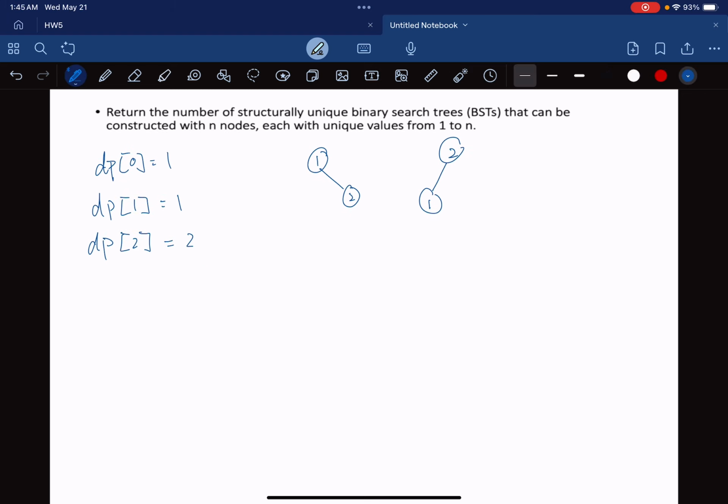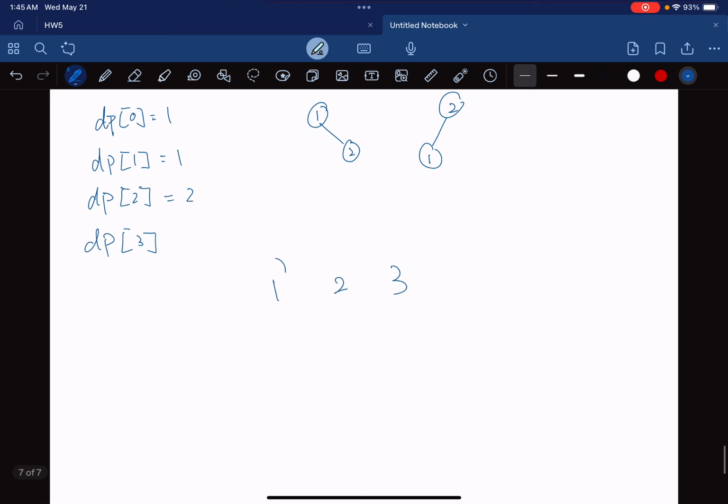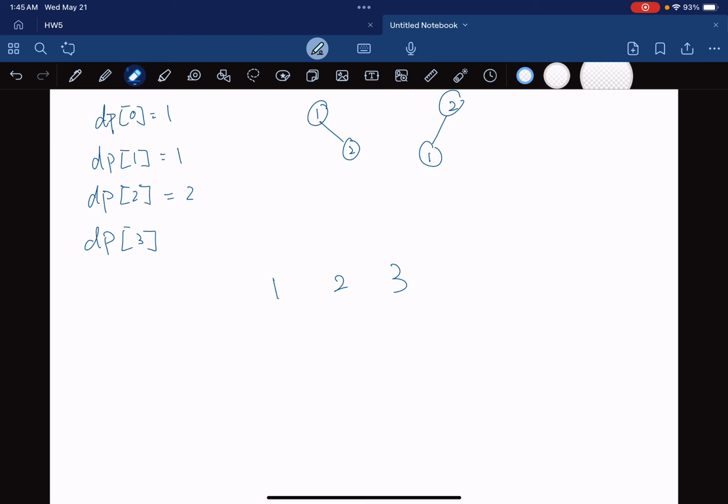And we'll do one more together. Let's do dp3. We can first let 1 be the root node. If we let 1 be the root node, on the left side there's nothing, so there's only one possibility. And on the right side, there are two nodes. We already know that two nodes give us two different BSTs. So for 1, it would be 1 times 2, which is 2.